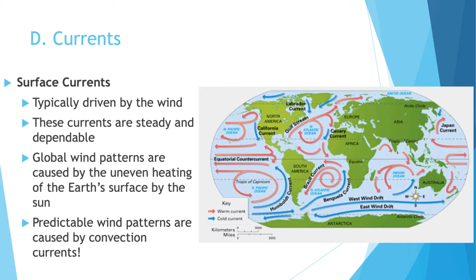So your currents are going to be typically driven by the wind, most affected by the wind, because that's where the wind travels over. They are steady, they are dependable, they're not going to change direction. The global wind patterns are what cause this constant movement, and those patterns, the global wind patterns, are actually caused by the uneven heating of Earth's surface and land by the sun. Once you watch the second video, you're going to see my lecture on monsoons, and it'll give you a really great visual of this uneven heating of the land versus the sea, okay?